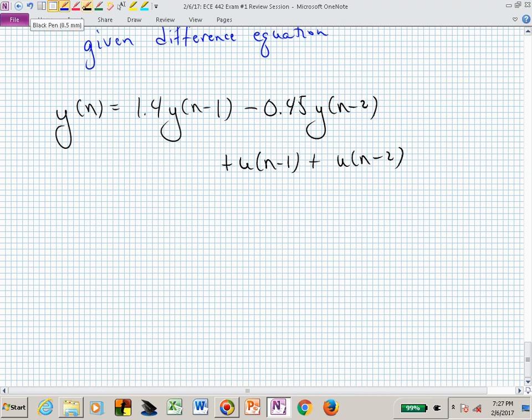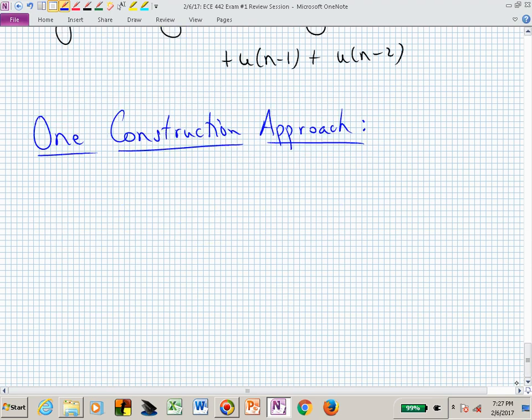And let me show you a technique that I didn't discuss in the hint for homework number 2. So here's another construction approach. If that technique didn't seem to make any sense, let's look at a different one. In this one, I'm actually going to nest delays, if that makes any sense. To make this construction, I'm going to assume that I have access to the output y of n and the input u of n, or that those are available for me to use.